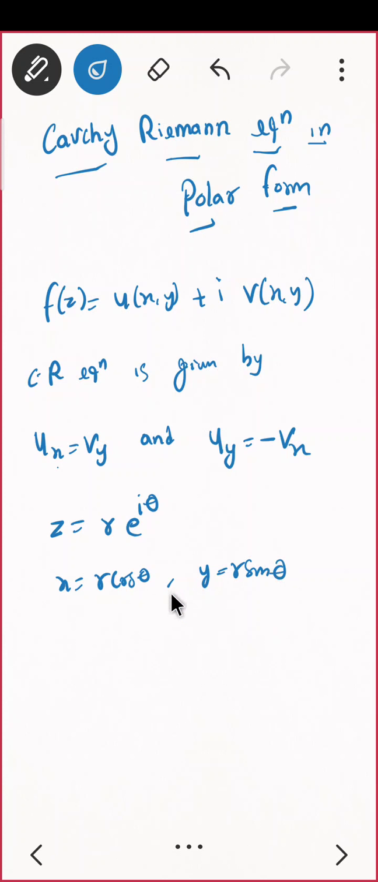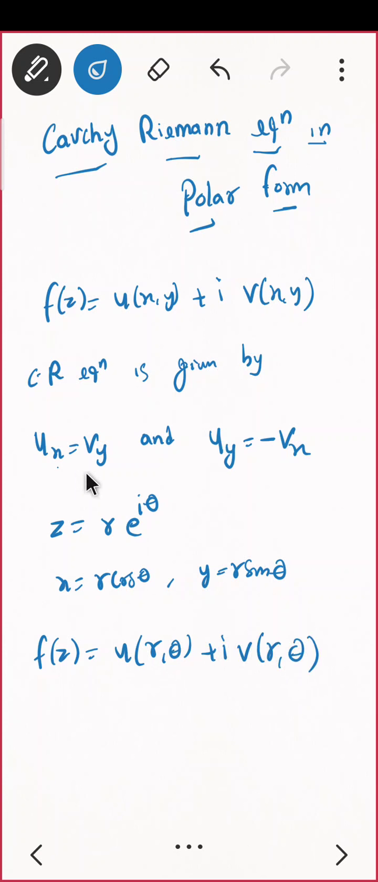Correct? Okay. So now your u will be in terms of r and theta. Do you agree? Your function will be changed as f of z is equal to u of r, theta plus i times v of r, theta. Your function will now be changed to this. Now let us see. You are aware that ux is equal to vy and uy is equal to minus vx.